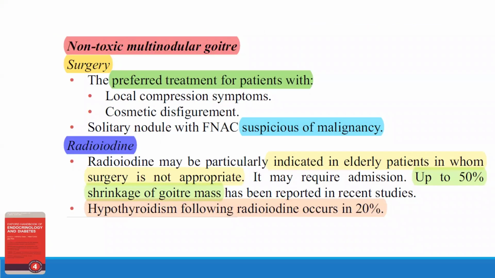For non-toxic multinodular goiter, surgery is the preferred treatment of choice if there is a local compression symptom or cosmetic disfigurement, or suspicion of malignancy in some nodules. What about radioactive iodine in a non-toxic nodule? Radioiodine may be particularly indicated in the elderly patient in whom surgery is not appropriate, but don't forget that radioactive iodine will shrink the goiter. So the treatment choice for non-toxic multinodular goiter is surgery if there is local compression, cosmetic disfigurement, or suspicion.